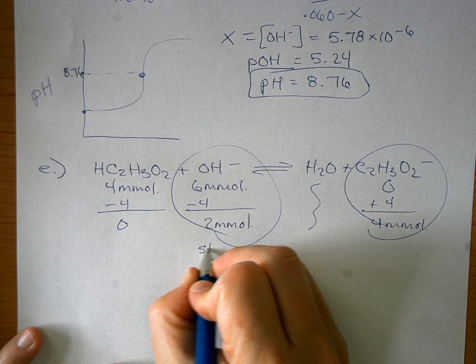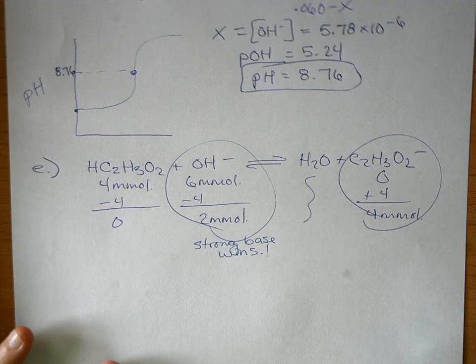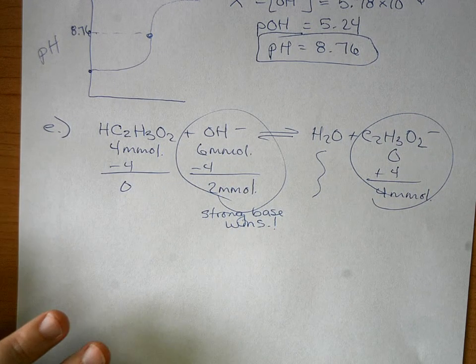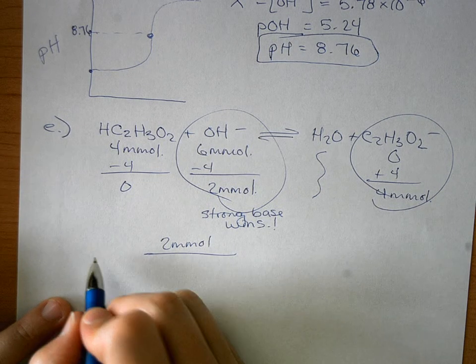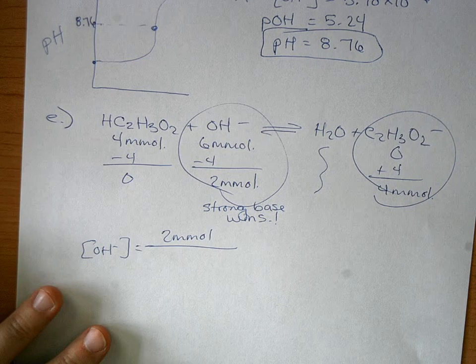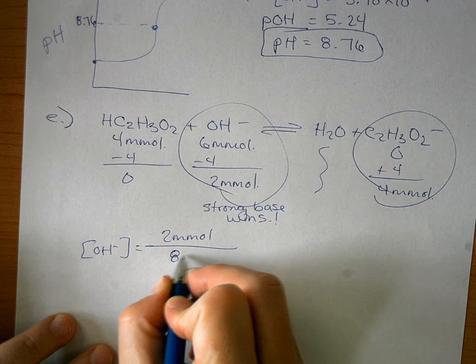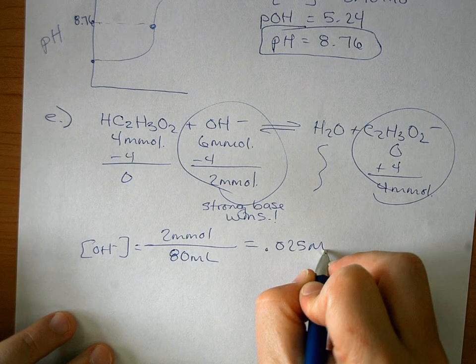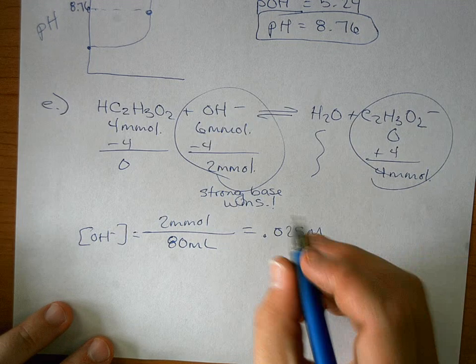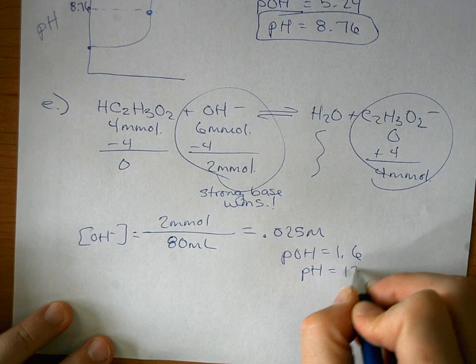Okay, what I'm left with here is 2 millimoles of base. And this is a strong base wins situation. And so I first need to figure out the concentration. If I have 2 millimoles over my total volume, so I added 40 milliliters of NaOH to the 40 milliliters I already had. So together, that's 80 milliliters, gives me 0.025 molar of hydroxide. So then pOH equals 1.6, pH equals 12.4.